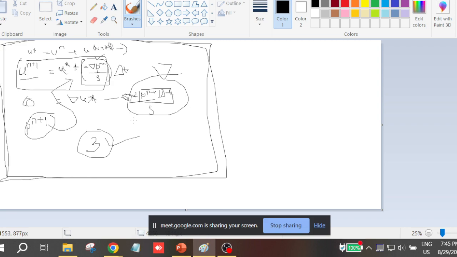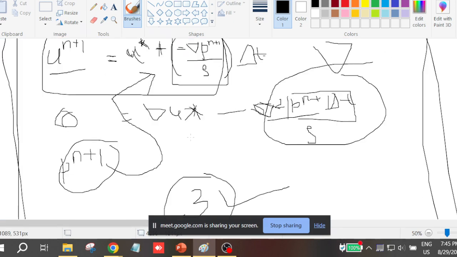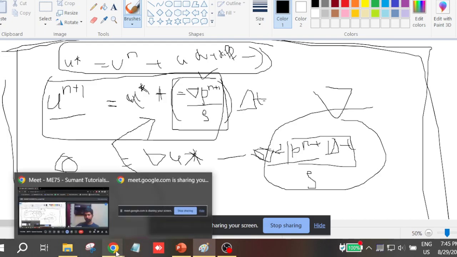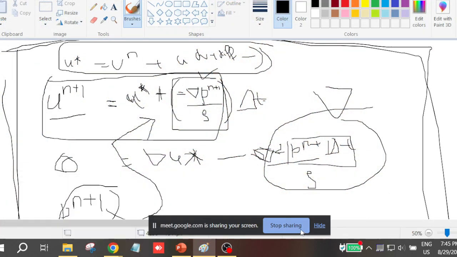Is this understood, this pressure projection algorithm? Yes, sir. So this is the way in which we do it. We do not ignore any viscous terms, and we consider those while calculating u star. Okay. Any other queries?